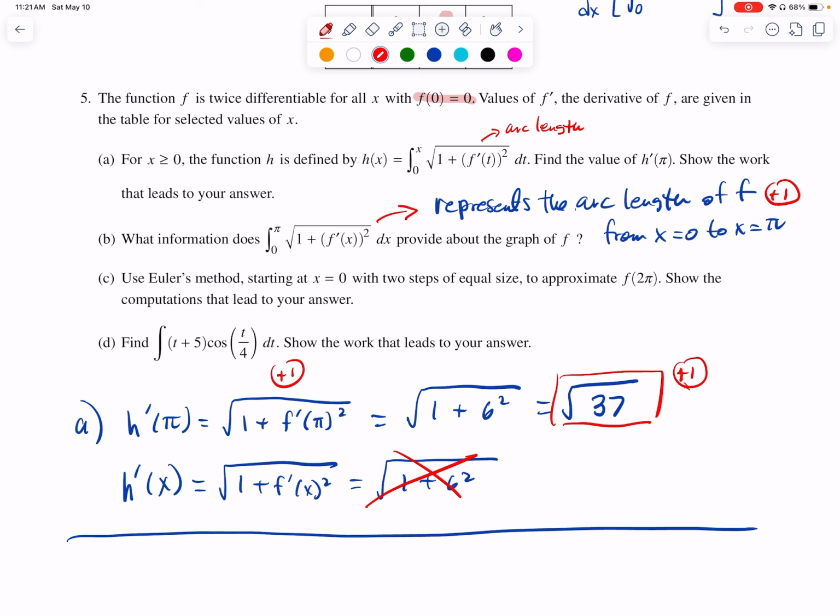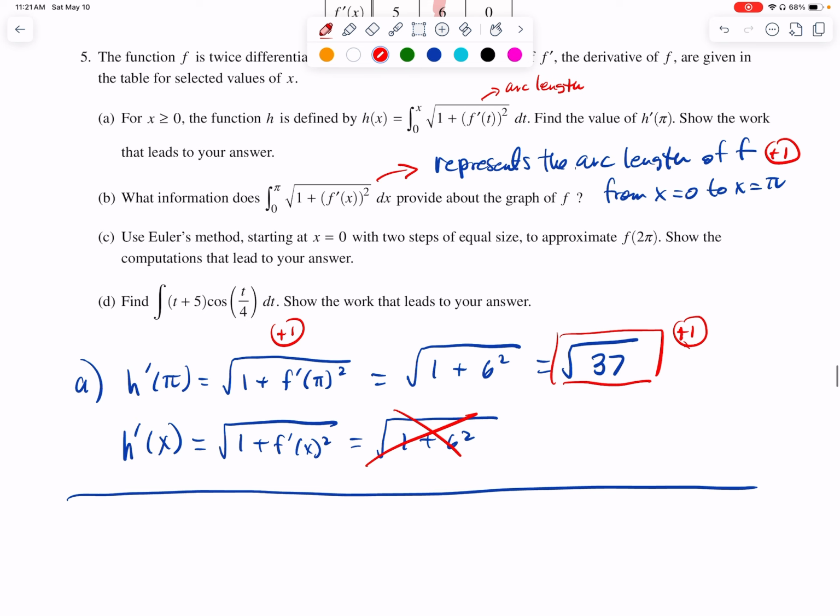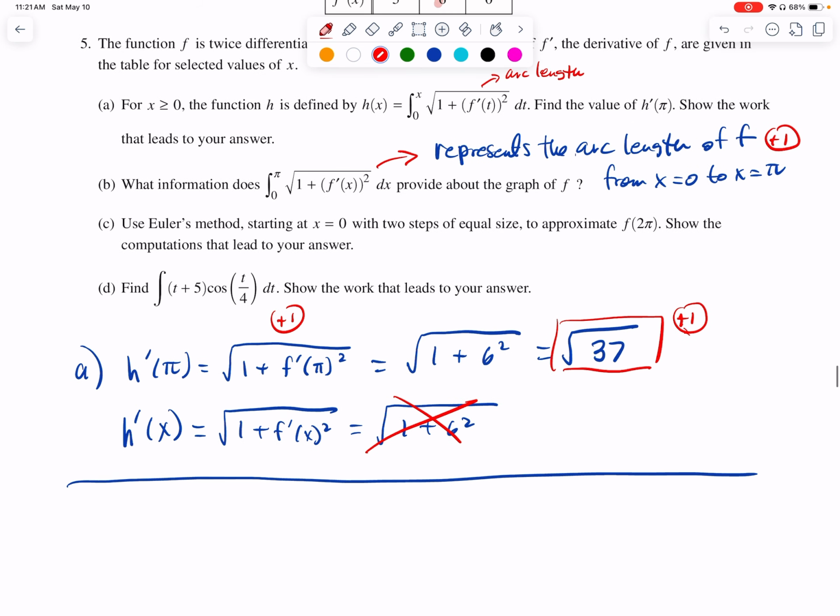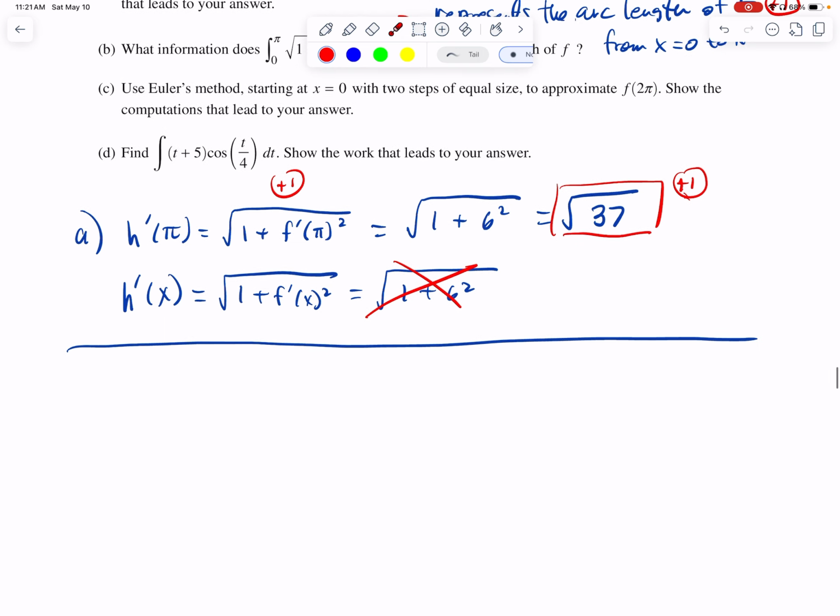Okay. Euler's method. See what I'm saying? It's like this thing is just kind of all over the place, and they ask the same question twice. Kind of reaching here, I'm thinking. Use Euler's method starting at x is equal to 0 with two steps of equal size to approximate f of 2 pi. Show the computations that lead to your answer.